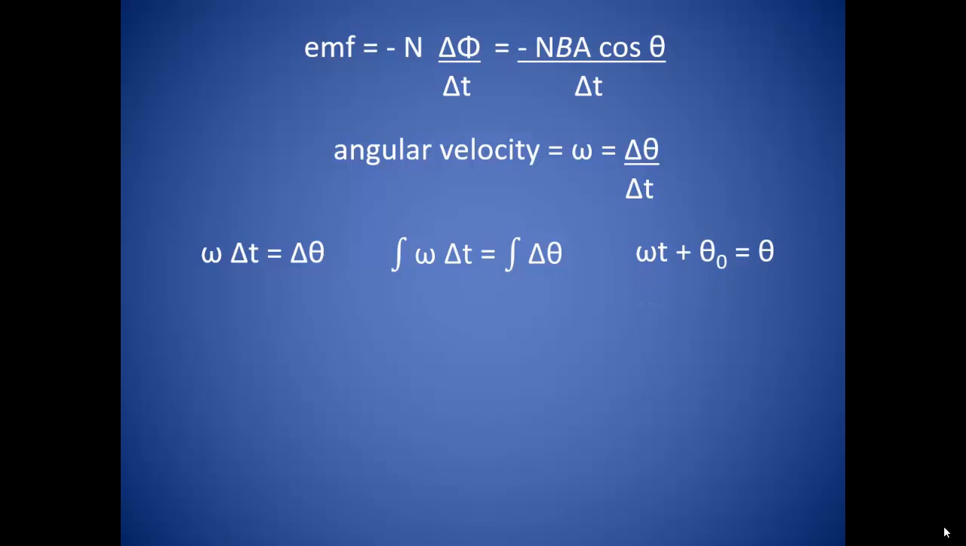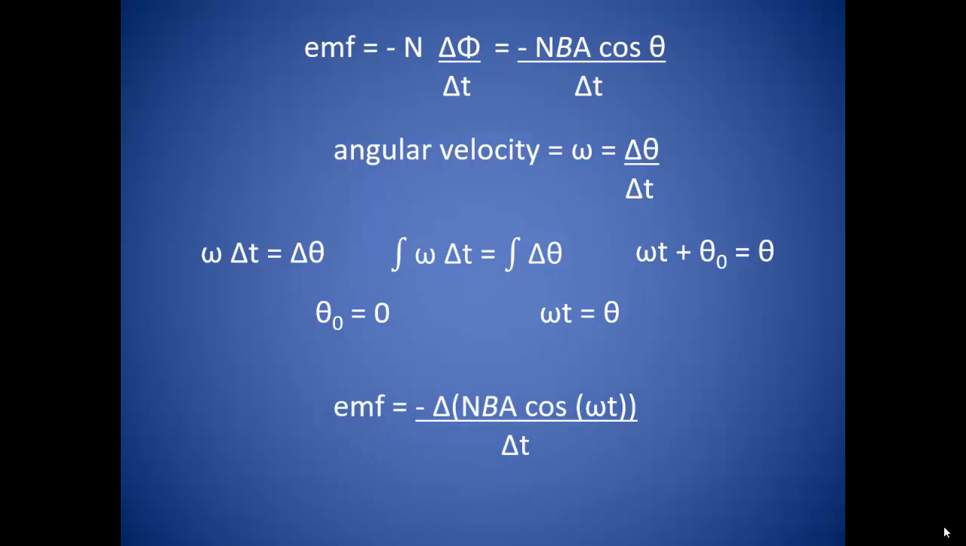And we get an equation of omega t plus theta naught equal to theta. We can easily choose theta naught to be 0, which leaves us with theta equal to omega t. Of course, we can now replace theta in our EMF equation with omega times t. Since N, B, and A are constant, we can pull them out of the derivative.